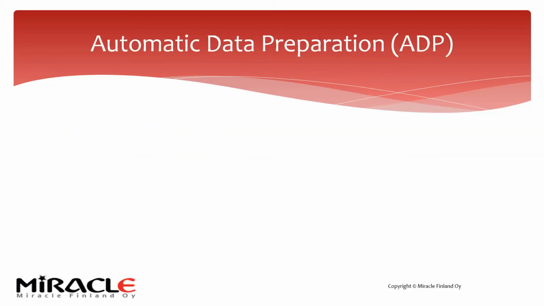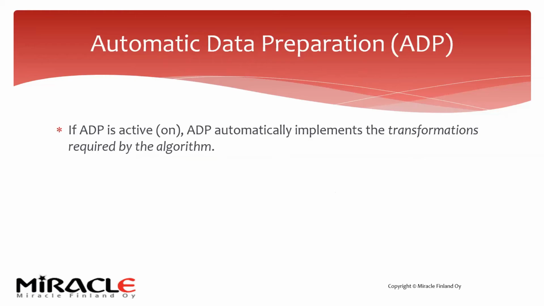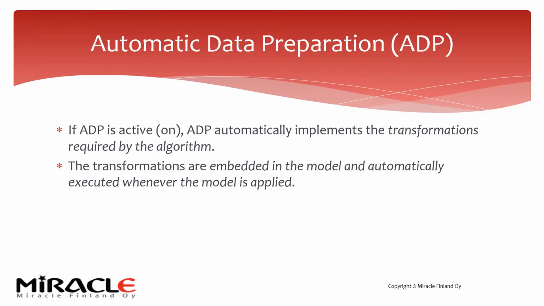In Oracle, we have a thing called automatic data preparation, ADP. If it's on, active, it automatically implements the transformations that are required by the algorithm so that the algorithm understands the data. And these are embedded in the model. So when you give a new data set to the model, it automatically executes all these transformations to the data set. So you don't have to specifically define it every time. It's automatically done for your data.